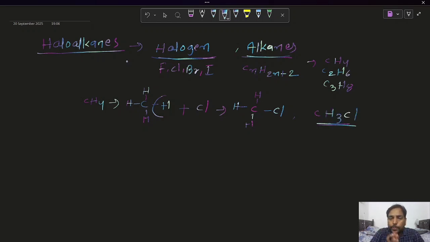So what I'm trying to say here is that carbon is tetravalent, of course. It forms 4 bonds. You have to remove one hydrogen and add one halogen like fluorine, chlorine, bromine, and then we get haloalkane. So simple, right?